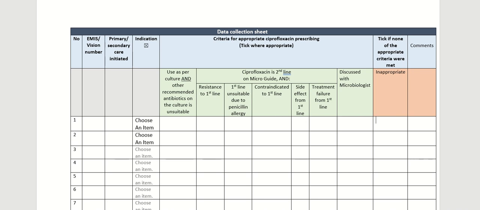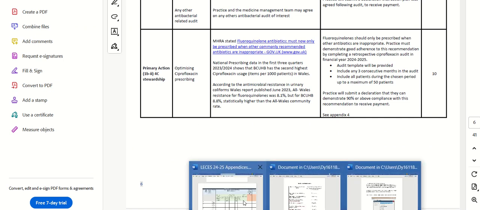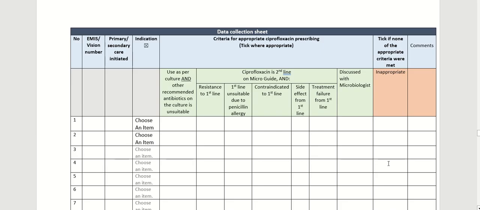Now this one has again a 90% compliance that they'd like to see. So if you're going to prescribe ciprofloxacin, you don't want any inappropriates. If, say, you had a small sample like mine of 3, you'd have to make sure that all 3 of them were appropriate.